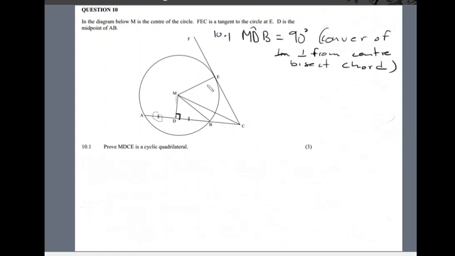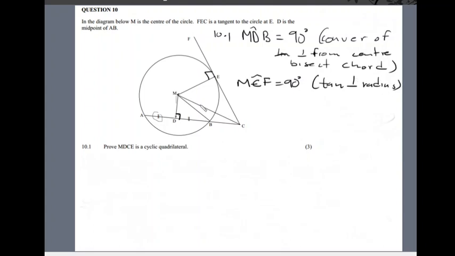Okay, right. So another thing which I see here is this is 90 degrees, right? Because that is a radius, that is a tangent. A tangent is perpendicular to a radius. So I will say MEF is equal to 90 degrees. Reason: tangent perpendicular to radius.